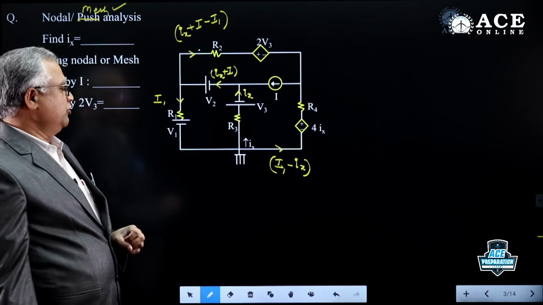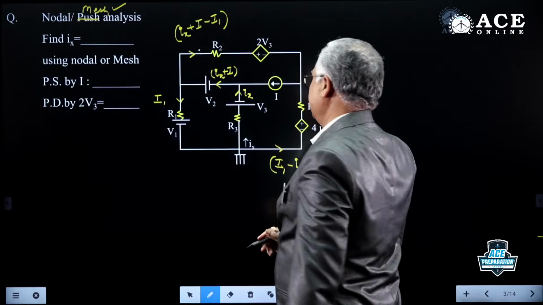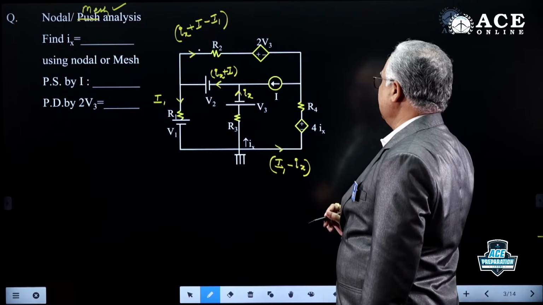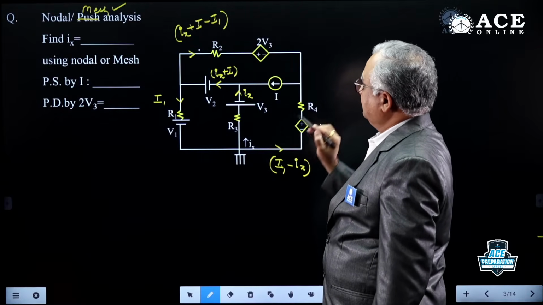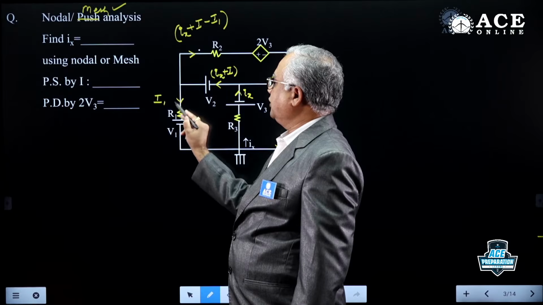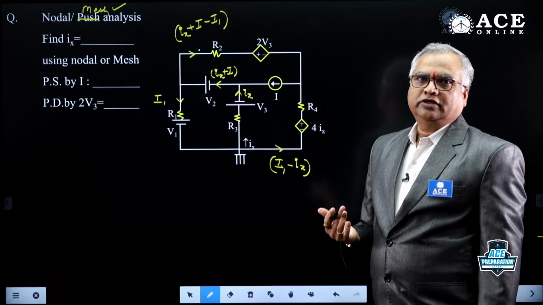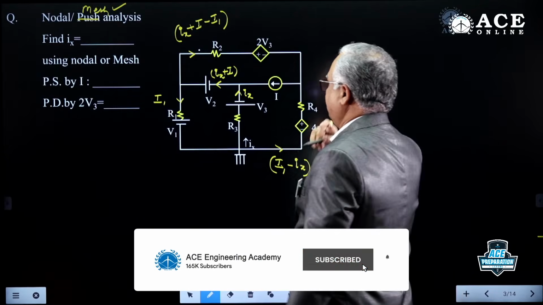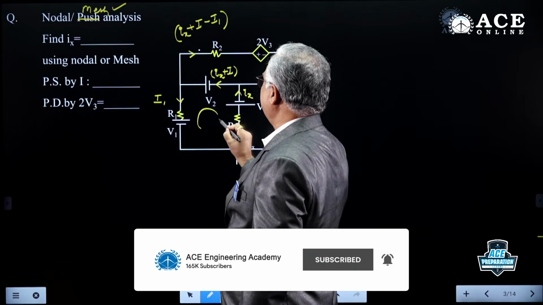Now check how many unknowns there are in the entire problem in this current distribution method. One is Ix, already there in the problem. We introduced only one unknown, I1. So again it is a two-unknowns problem, and we need two equations to solve. What are those two equations? One mesh equation we can write here.